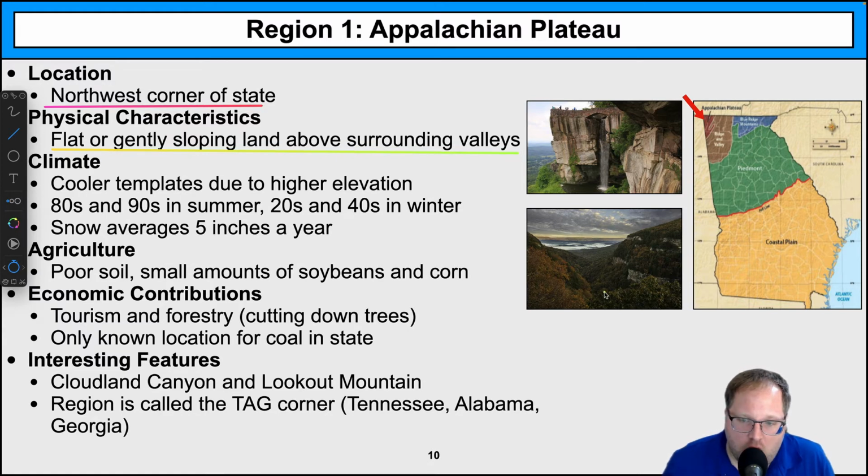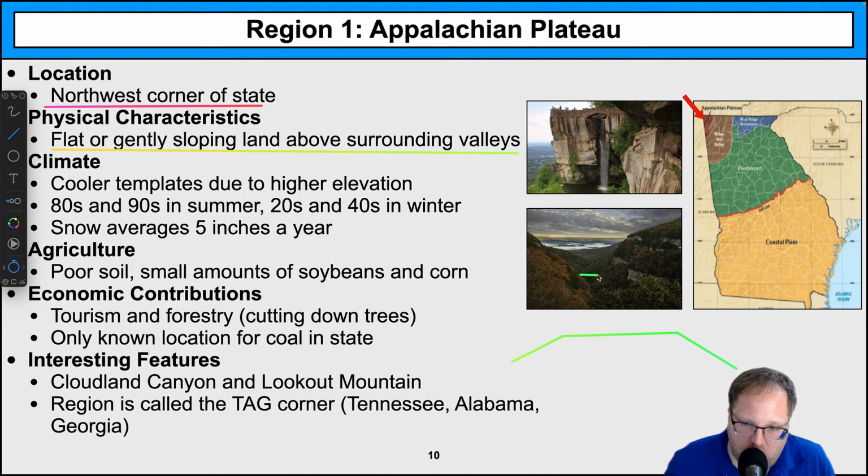So a good example of this would actually be this picture right here, which is of a place called the Cloudland Canyon. Now, the general shape of most plateaus is going to be these kind of hills or slopes with a flat top and then another slope into a surrounding valley, which is what you see exactly right here.